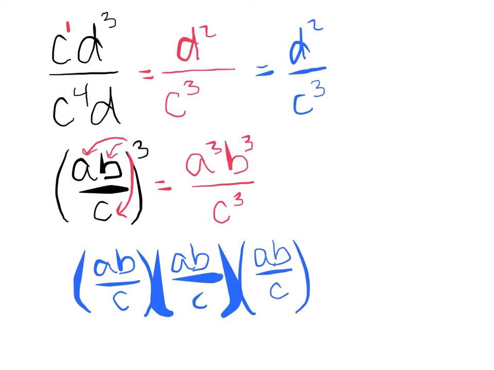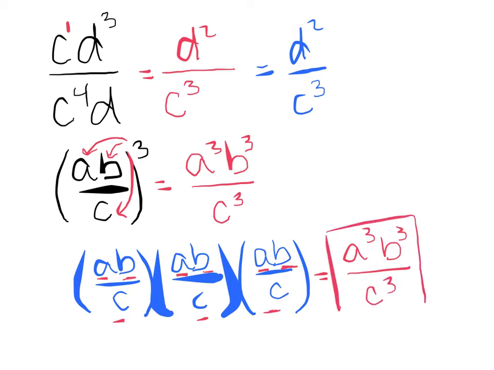We wrote it 3 times. Well, we can say, oh, well, that's a times a times a. I know that that's a cubed. That one's b times b times b, so I know that that's b cubed. In our denominator, we have c times c times c, so that's c cubed. Either way, we ended up with the same solution.